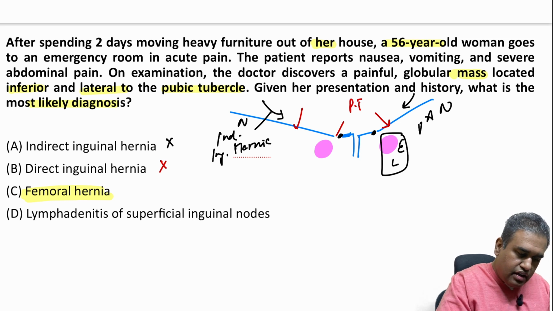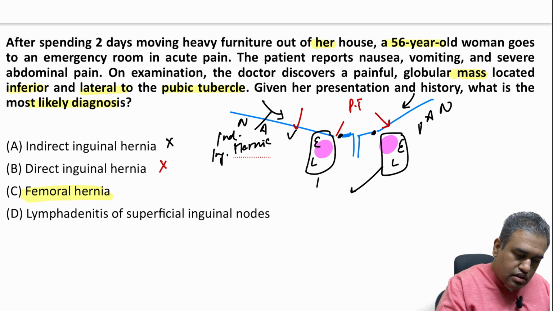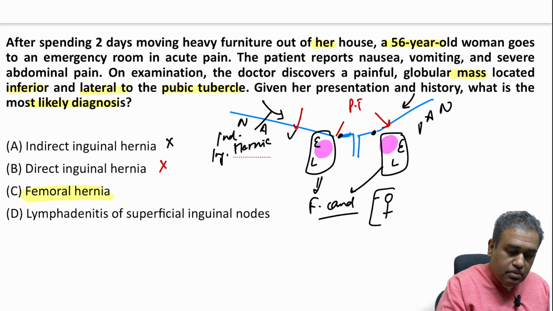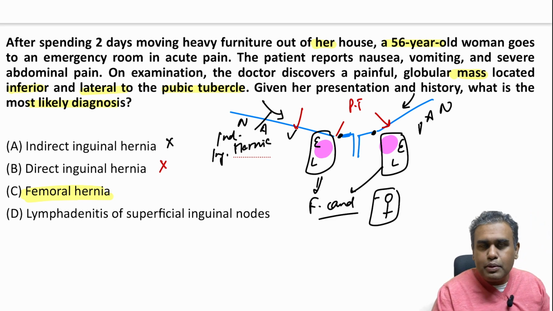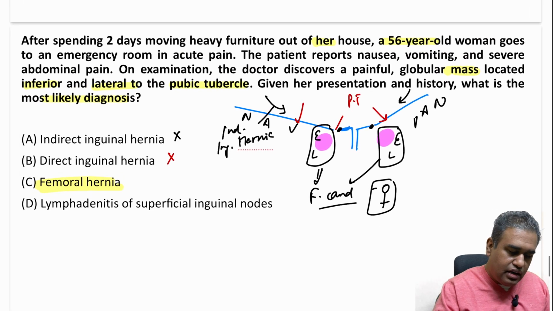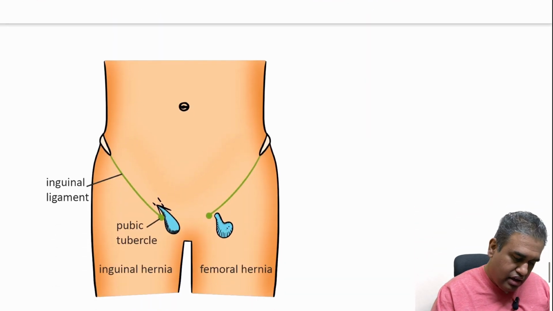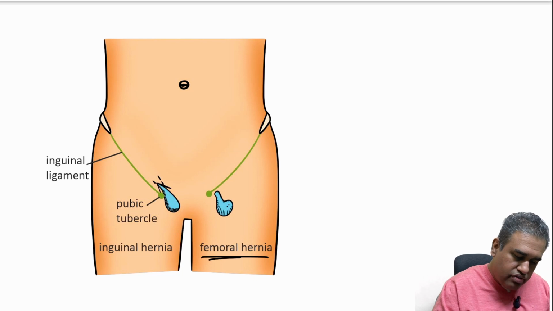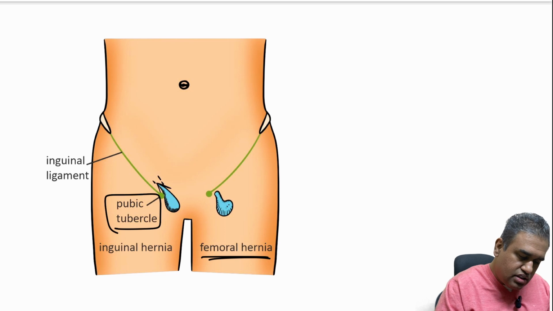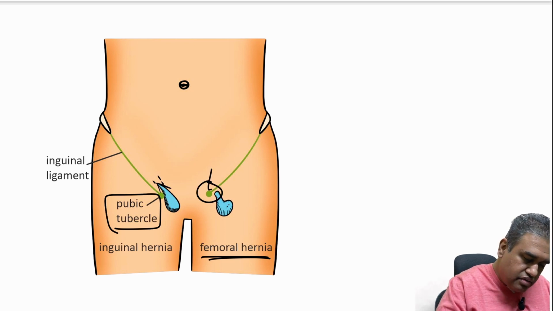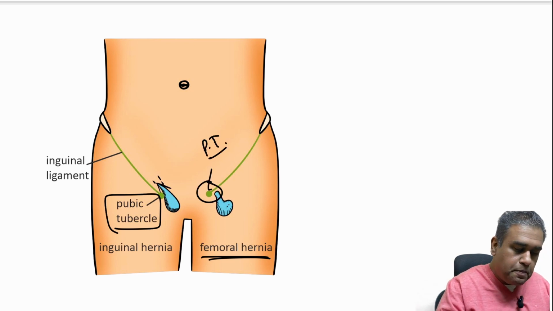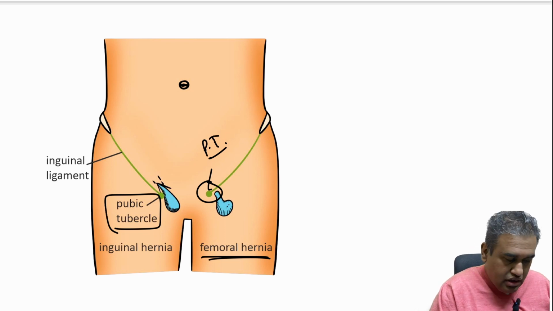On this side also we can write nerve, artery, vein, empty space having a lymph node. This is the femoral canal, a site for femoral hernia, which is more common in females because of the wider pelvis. So it is a case of femoral hernia. Here in this image we can see the location of the femoral hernia and the inguinal hernias in relation to this green dot, which refers to the pubic tubercle. Very important clinical finding.